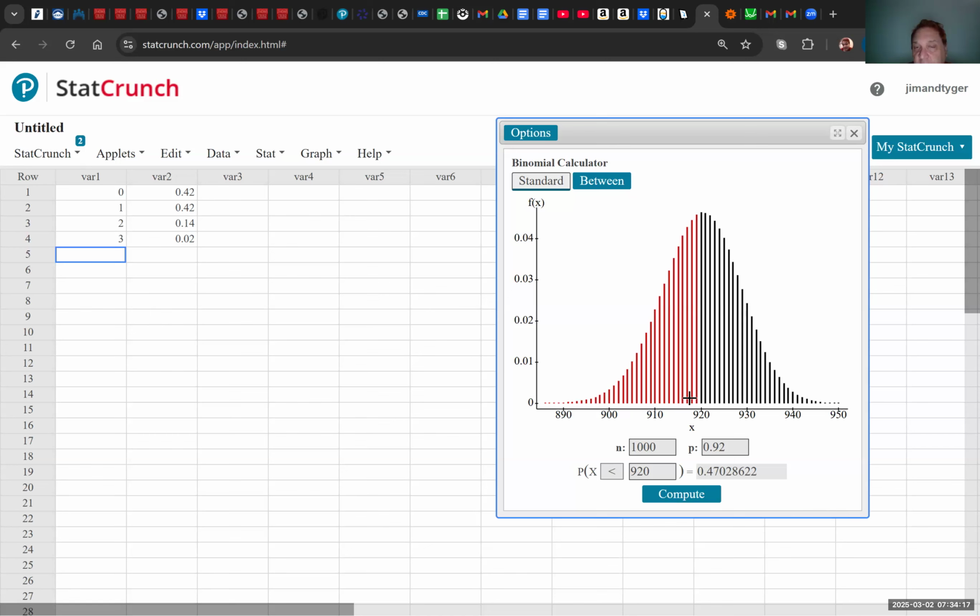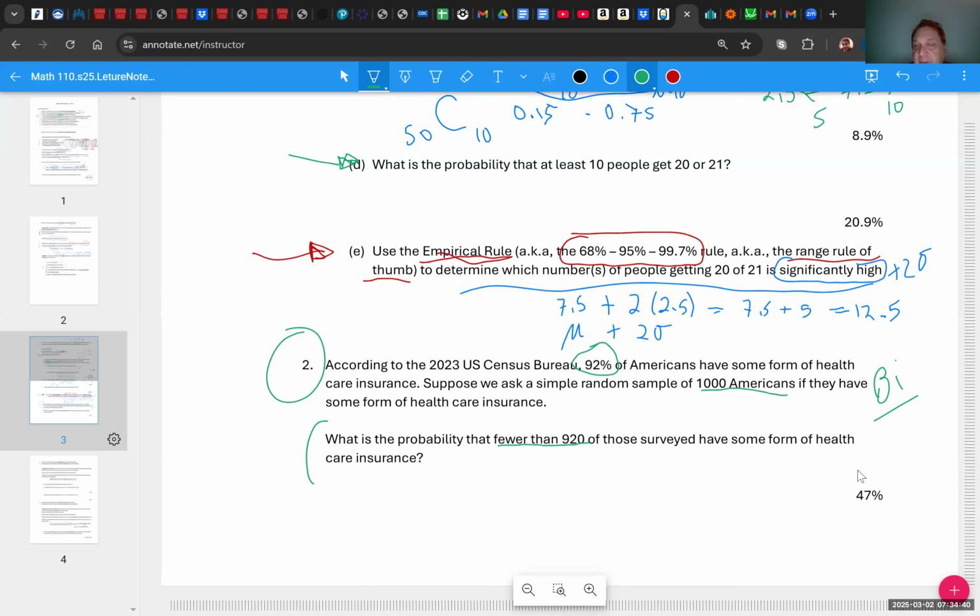These are all the surveys that we could have had. We could have had 910 people say that they have healthcare insurance. These are all the ones that are fewer than 920. And what is the probability that the number is less than 920? It's around 47%, 0.47. So what is the probability that fewer than 920? It's 47%.